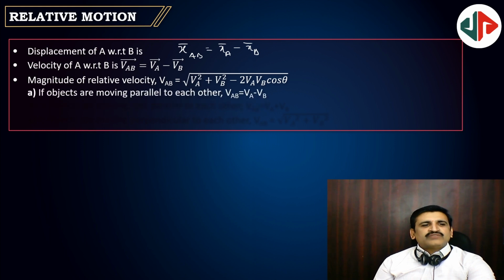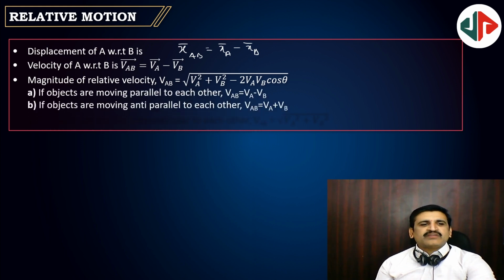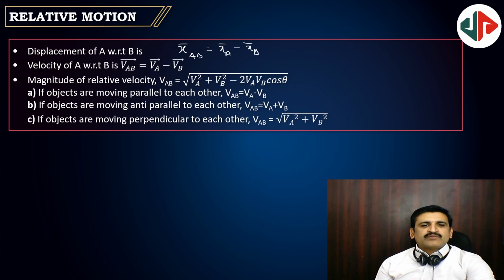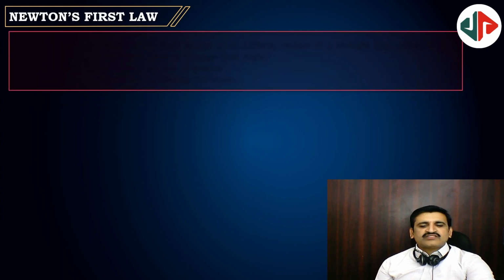Then if objects are moving parallel to each other, VAB is equal to VA minus VB. If objects are moving anti-parallel, VAB is equal to VA plus VB. And if objects are moving perpendicular to each other, this is the formula. Yes. Next, Newton's first law.